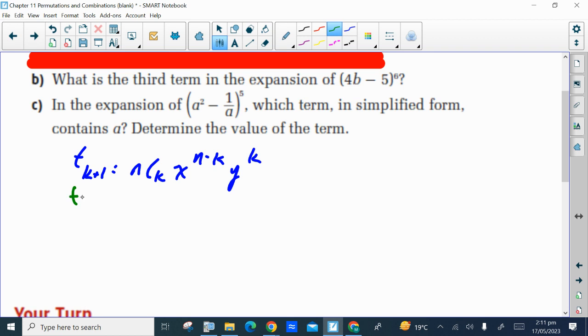Because if we want the third term, you want it to be term 3, so k has to be 2. 2 plus 1 will give you 3. So n is 5. We've determined that k is 2. I'm sorry, I'm looking at question C here. n is 6 for question B. So the first term is 4b, which is raised to the power 6 minus 2. And the second term, negative 5, is raised to the power 2.